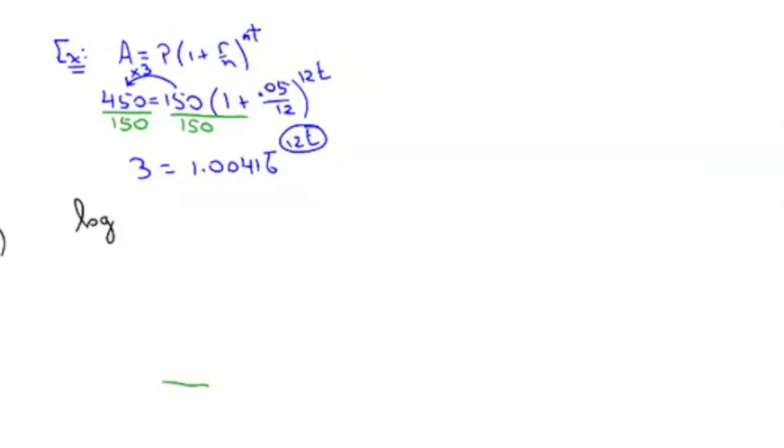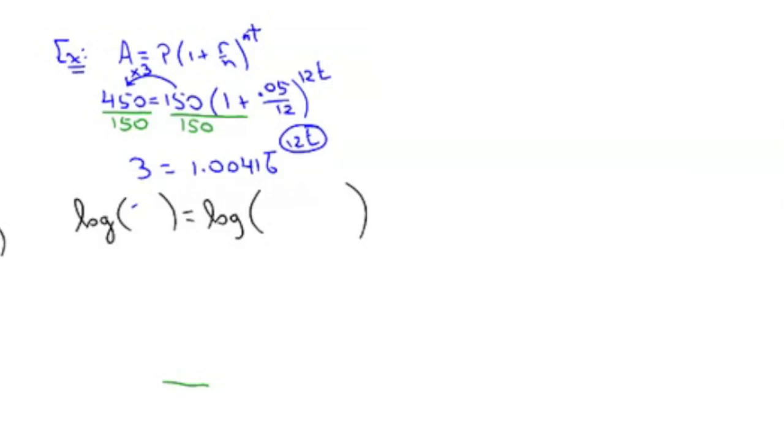What's the base of log? 10. It's automatically 10. You could do log base something else, but that gets ugly. Couldn't you do ln also? You could, but I'm not going to get into that one yet. ln is more useful for other things. So you're going to log this side, you're going to log the other side, and you're going to see what happens.